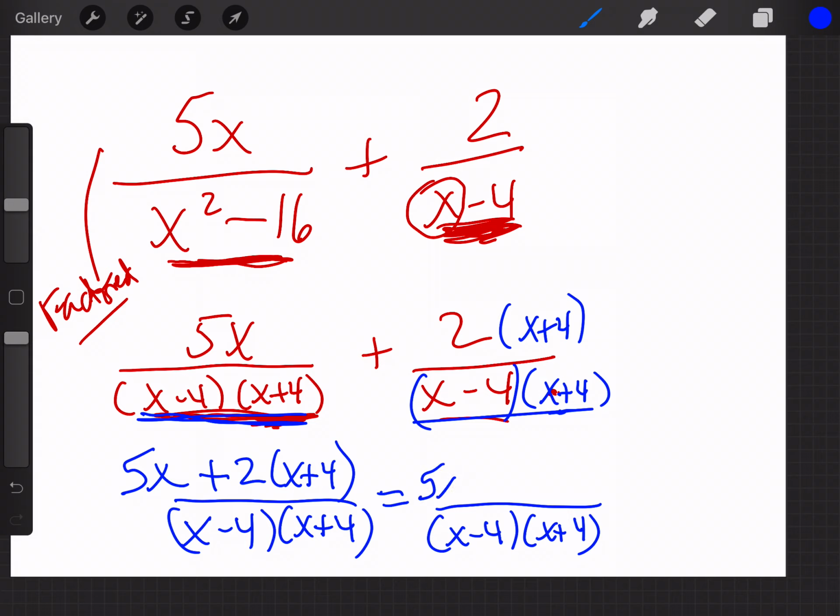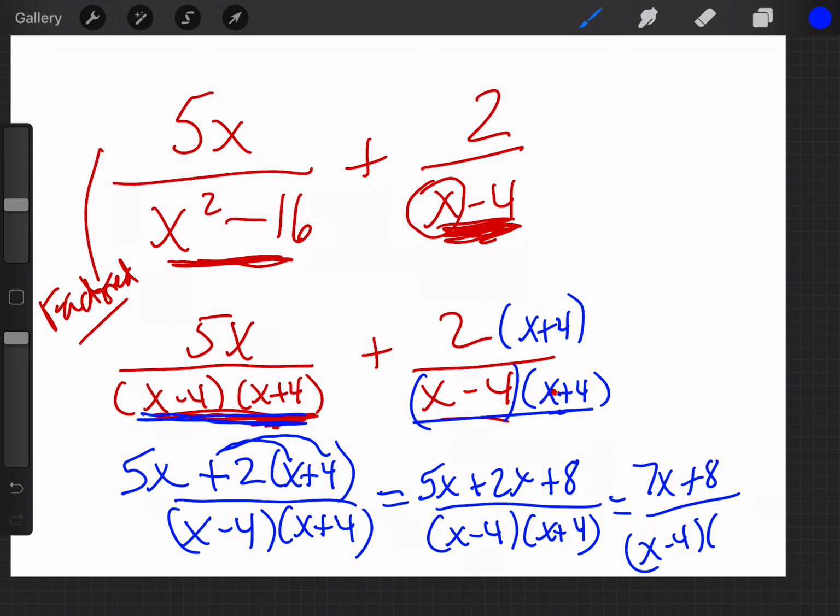So I'm going to have 5x, distribute the 2. This time you're distributing a positive 2. So you're going to do 2x. 2 times 4 is going to give me an 8. And so now still got one more step. 5x plus 2x gives me 7x. And I got plus 8. That's over x minus 4, x plus 4. All right. And on the top, this one for real is done because there's nothing to factor at all on the top. So that would be my final answer.